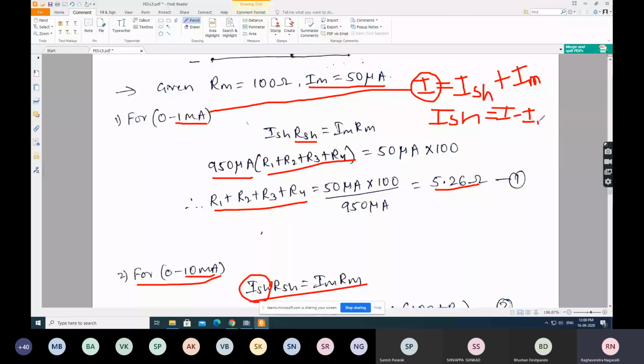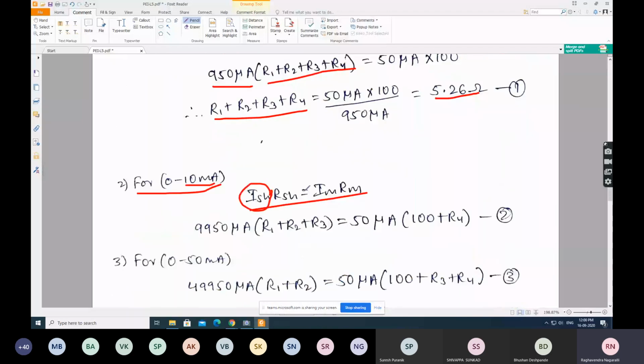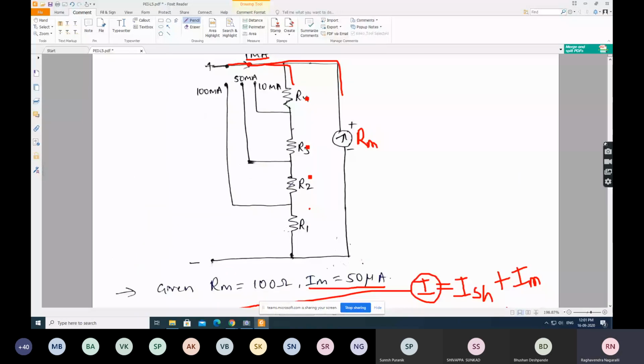So I yesterday 10 milliamps, Im yesterday 50 microamps. So now we are 6 ISH 9950 microamps. So now the RSH. So for 10 milliamps, this is the connection point. This is the switch position. So now the switch is in this position.